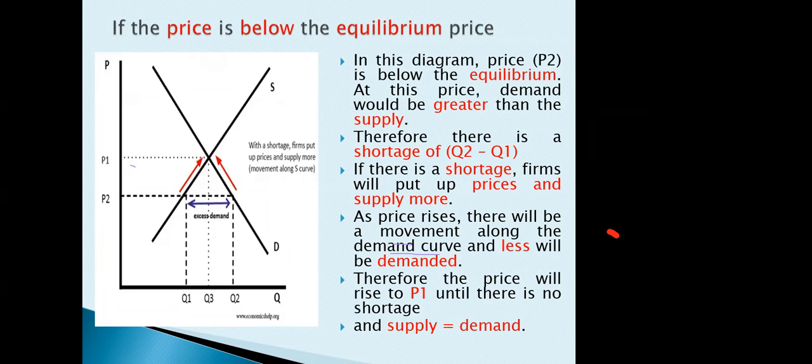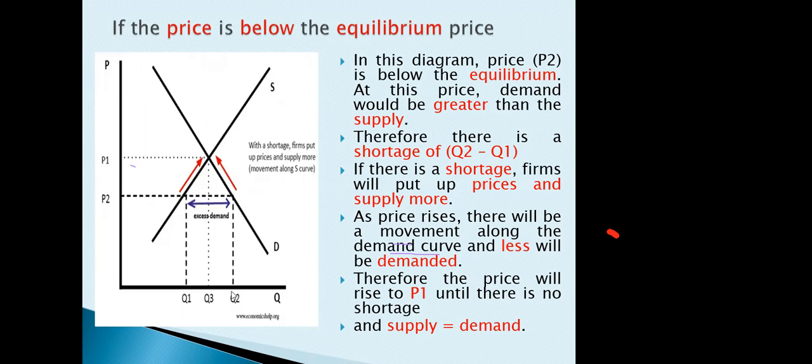Now see here in this graph, again D is the demand curve, S is the supply curve, P1 is the equilibrium price, and P2 is the price which is below the equilibrium price. So at price P2, see how much supply is happening. Q2 is the supply. At price P2, supply is Q2. Getting this? And at price P1 supply is Q3.